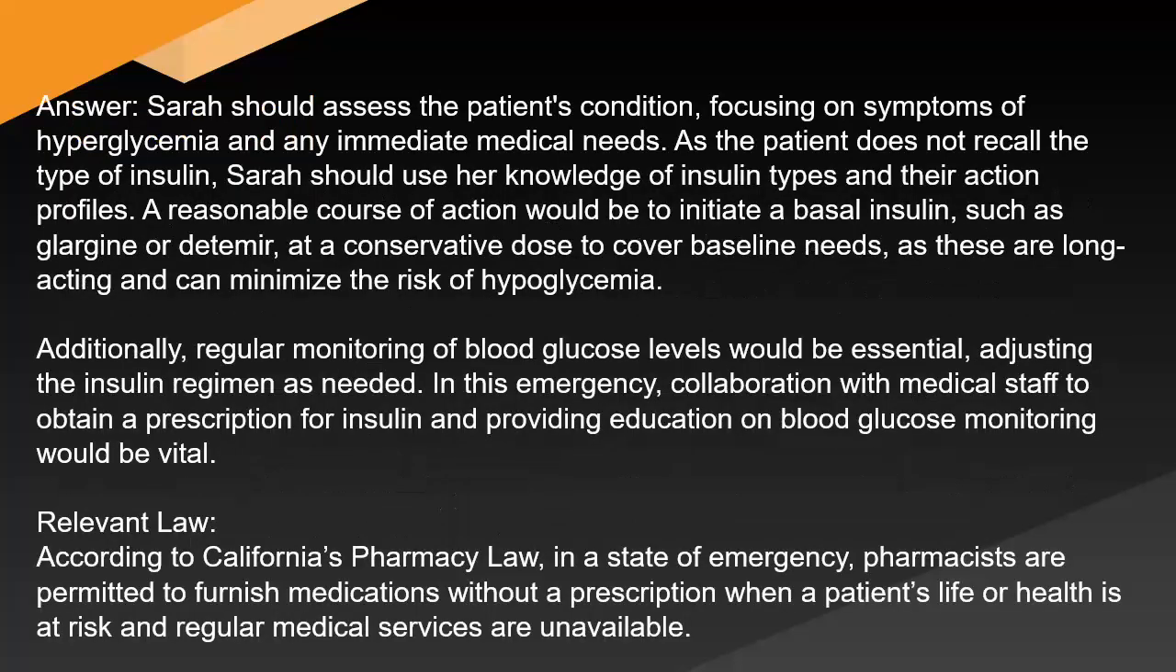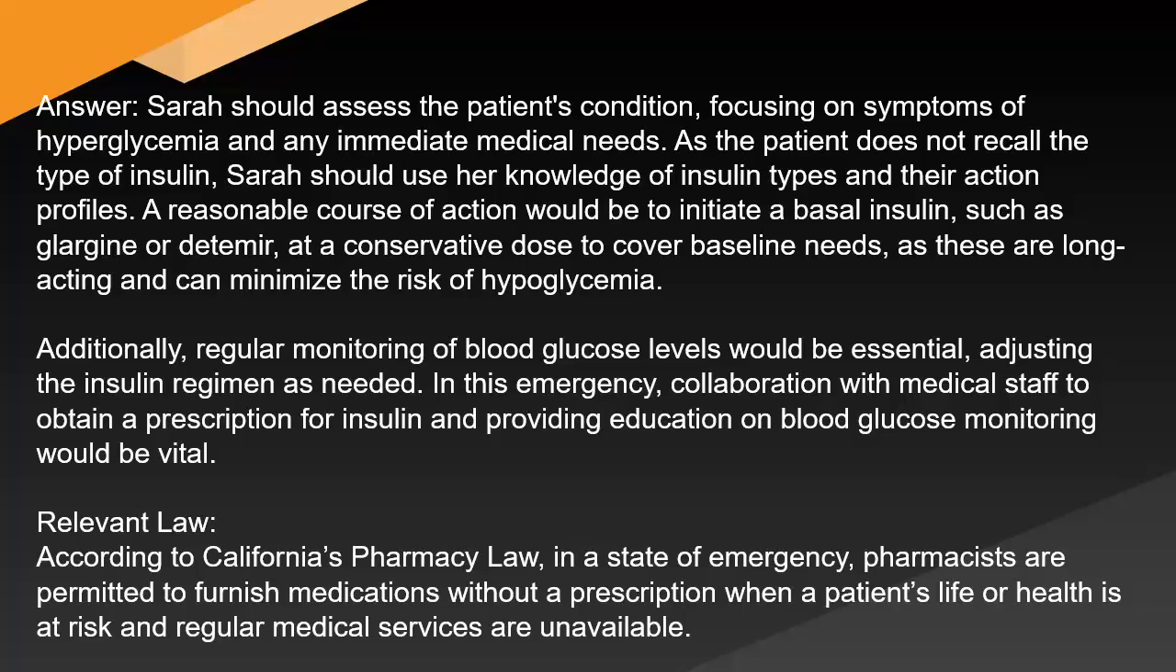Answer: Sarah should assess the patient's condition, focusing on symptoms of hypoglycemia and any immediate medical needs. As the patient does not recall the type of insulin, Sarah should use her knowledge of insulin types and their action profiles. A reasonable course of action would be to initiate a basal insulin such as glargine or detemir at a conservative dose to cover baseline needs, as these are long-acting and can minimize the risk of hypoglycemia. Additionally, regular monitoring of blood glucose levels would be essential, adjusting the insulin regimen as needed.